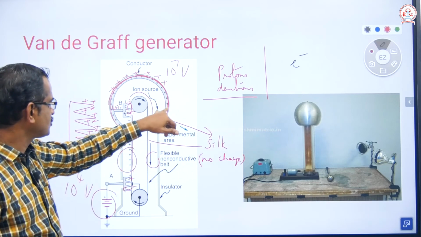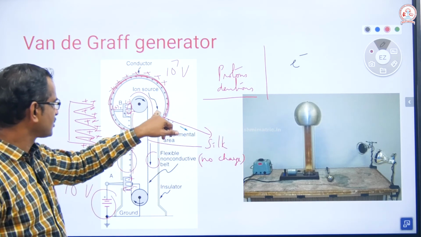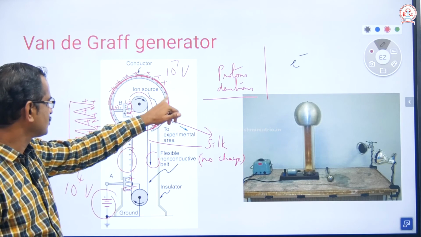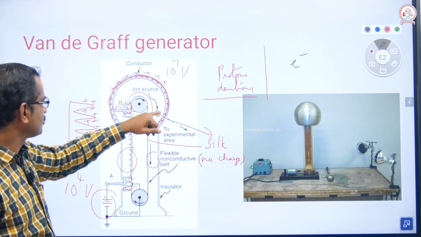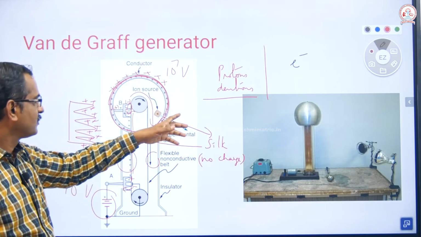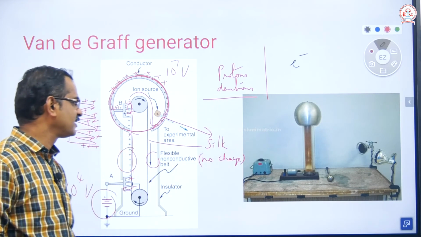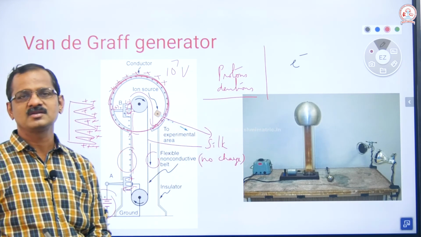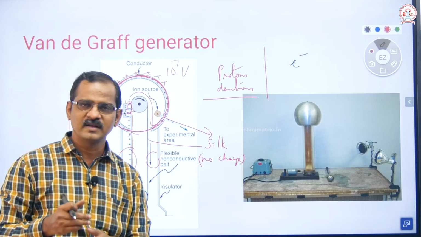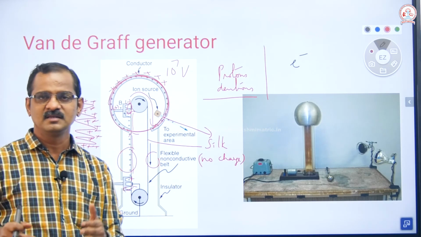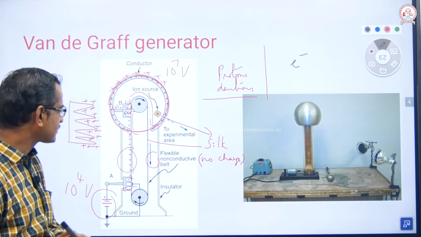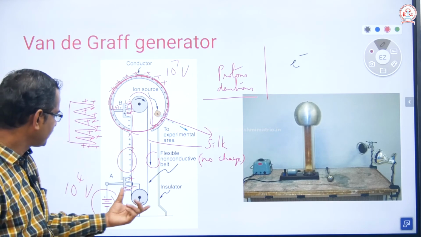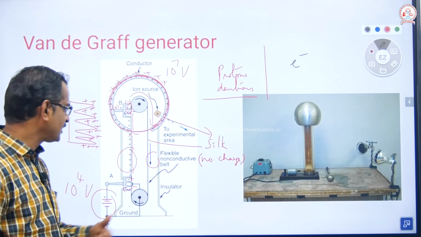This is used to accelerate the positive charges. The positive potential here is used to accelerate positive charges. Protons and deuterons can be accelerated. Electrons cannot be accelerated because when an electron is accelerated, there is a relativistic variation of mass. It must be an insulated pillar.